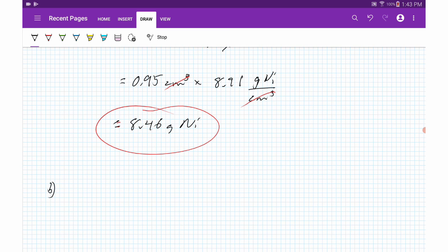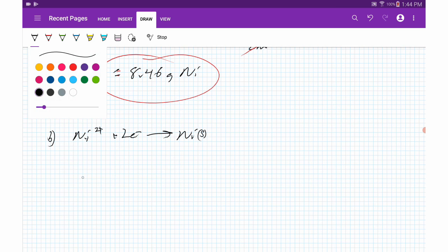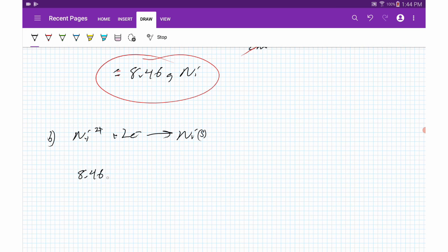Part B asks to figure out how long it takes to do this. You need to know the common oxidation state of nickel, and there's actually only one. It happens to be nickel 2+. And that comes from just looking at the electronic configuration in Chem 100. Once again, we need to figure out time, and that requires Q equals IT. So we need to go to charge. And so starting with our 8.46 grams of nickel, convert back to moles.